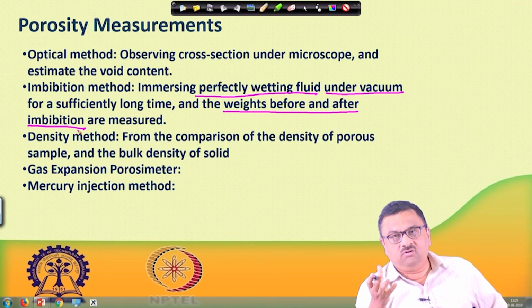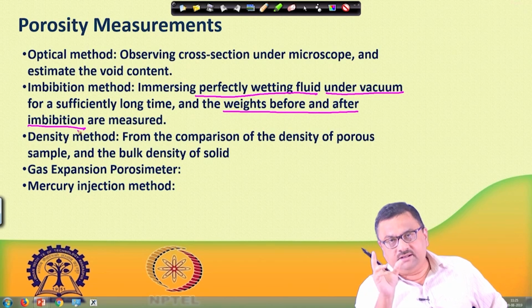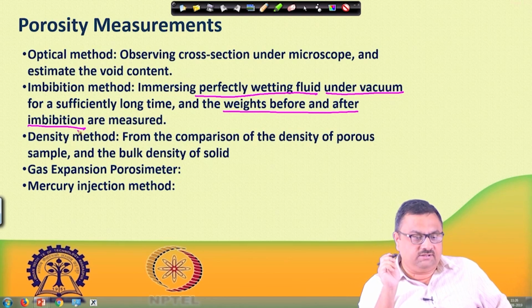Suppose you are looking at a core. That entire core will give you one average porosity of the core. It is not a local porosity of any position.